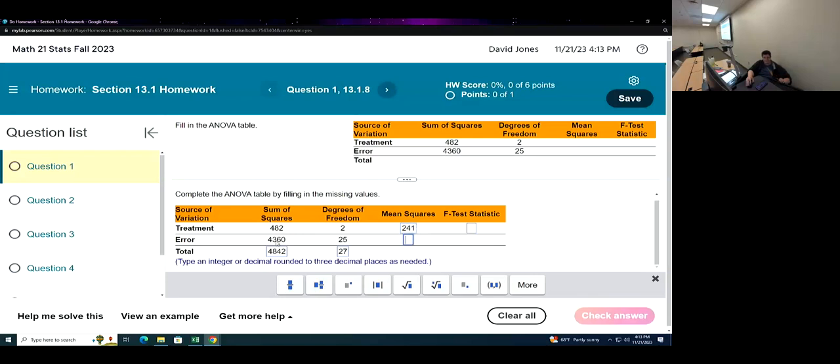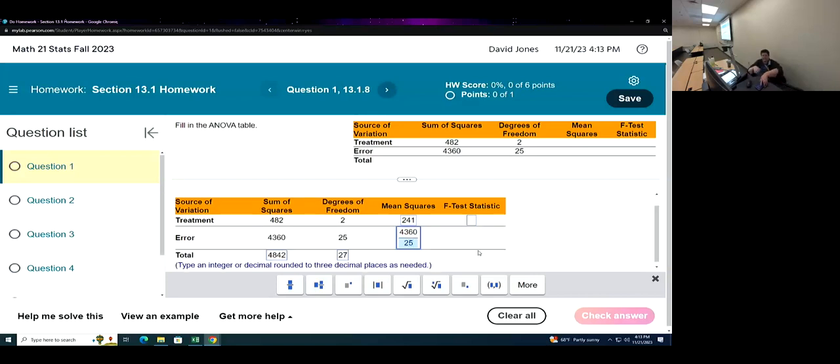This one is going to be 4360 divided by 25. I don't know what that is, and I don't want to do it in my head. I'm sure it ends in a point, I don't know, 4. But there's a lot of numbers there. Where is my calculator? 174.4? I knew it ended in a 0.4. Got that much done.